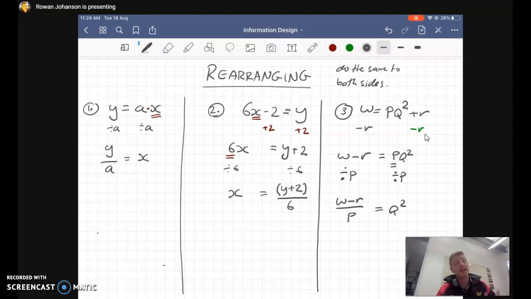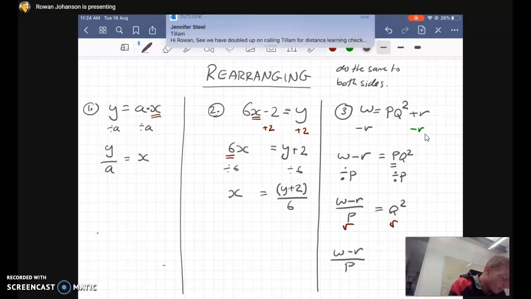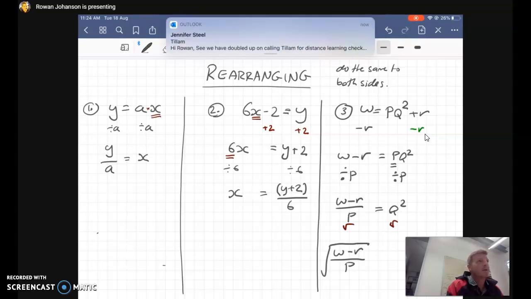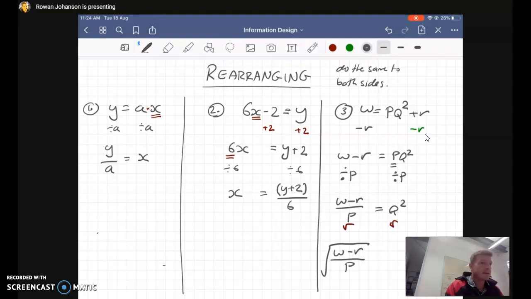Now we're not finished because Q squared is not the same as Q. We have to undo the squared. And to do that, we're going to use a square root. So I'm going to square root both sides. So that becomes W minus R over P, and I'm going to draw a big square root over the whole thing. Let's see if it comes up. There we go. And that's going to be equal to Q. Sorry for the delay there. And that's the answer over here.